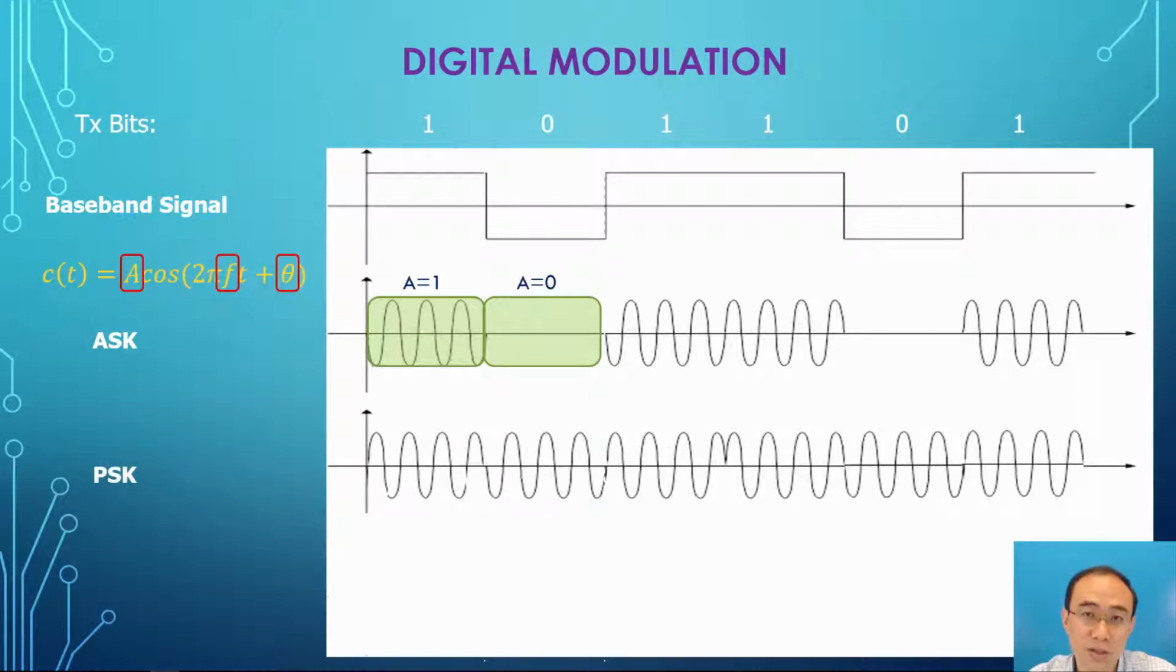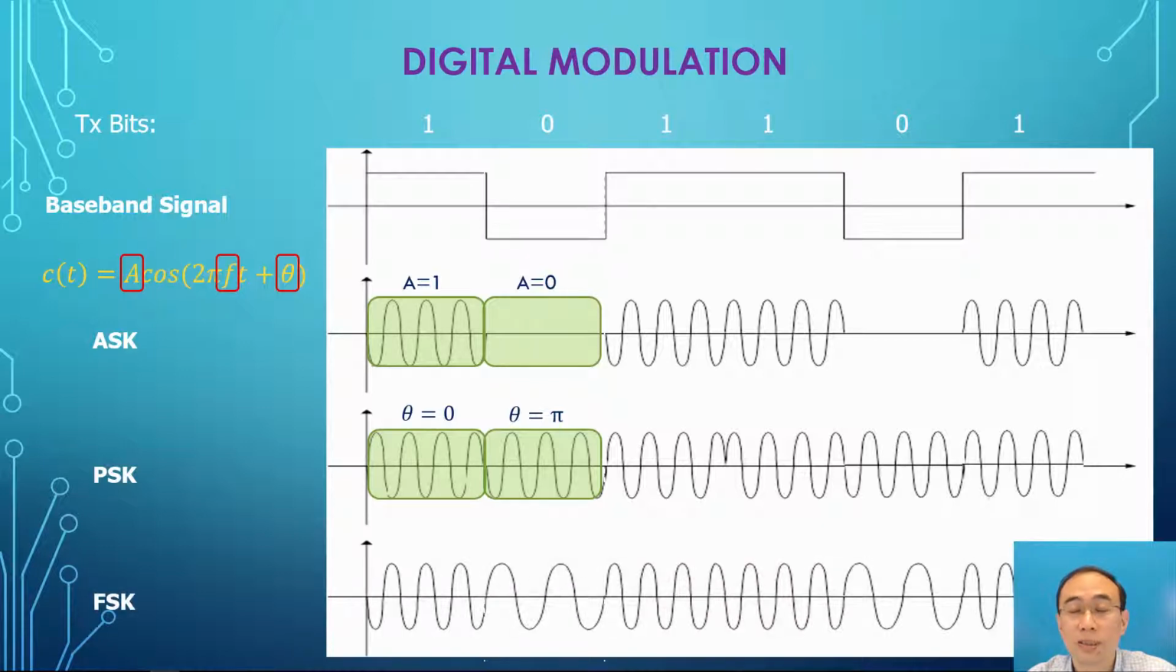Similarly, we can use phase to represent binary information. So if you want to transmit bit 1, I make the phase equal to 0, and if you want to transmit bit 0, I make the phase pi. So now the phase of the carrier signal is representing the original information. Similarly, we can use frequency to carry information, and if you want to transmit bit 1, I will choose frequency F1, and if you want to transmit bit 0, I can choose frequency F2.